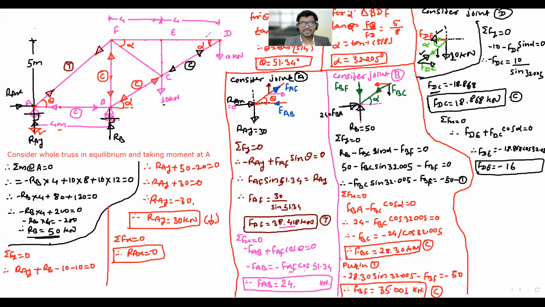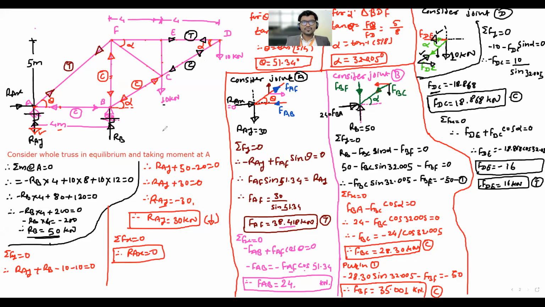Transfer that: at D it is towards the left hand side, at E it will be towards the right hand side. So is the member in compression or tension? Tension. The member is in tension, so write down the T there. So that is F DE equals 16 kilonewtons in tension. Done up to this? Yes, sir.